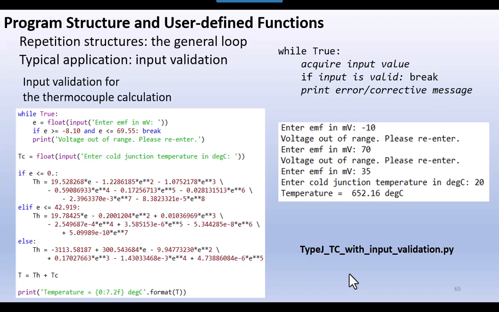The code is over here on the left, and this is the input validation structure. Acquire an input value, check whether it's valid or not, and if it is, break. Otherwise, print a corrective message and come back and ask for the value again. And this shows some examples and the name of the file that contains this particular script. Okay? So that's what we're dealing with the general loop.